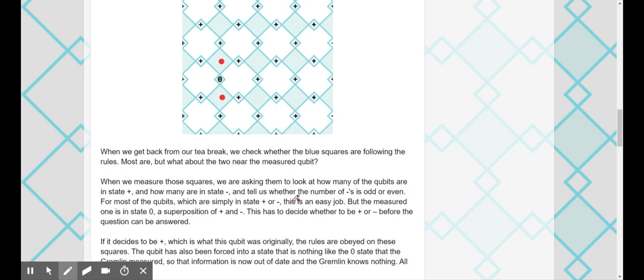When we measure those squares, we're asking them to look at how many of the qubits are in state plus and minus, and tell us whether the number of minuses is odd or even. For most of the qubits, which are simply in state plus or minus, this is an easy job.